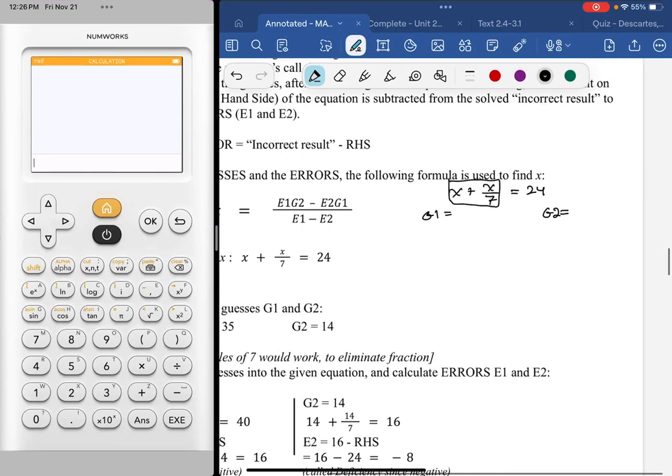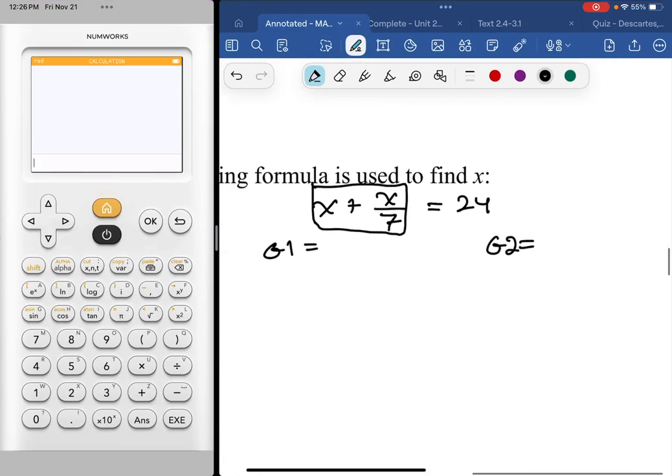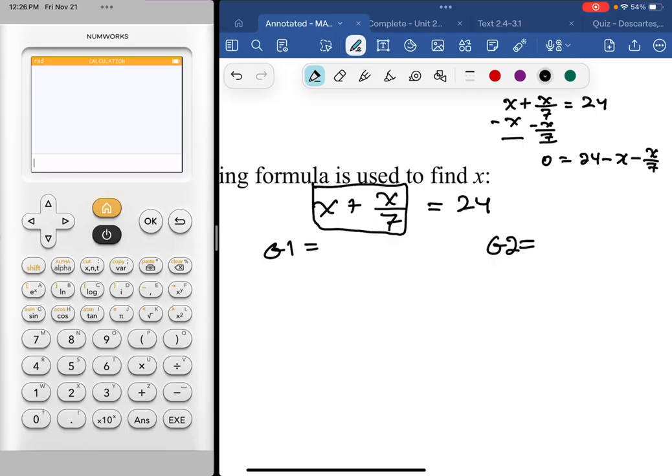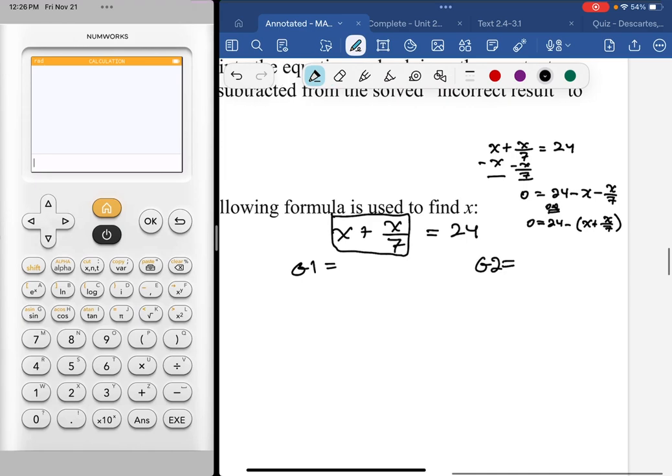So if you're more algebraic minded, what's happening here is, and I'll just do this off on the side, you've got x plus x over 7 is equal to 24. If I were to subtract the x and the x over 7 from both sides, I would get 0 is equal to 24 minus x over 7. Or I could even write 0 is equal to 24 minus x plus x over 7. Either way really amounts to the same thing.